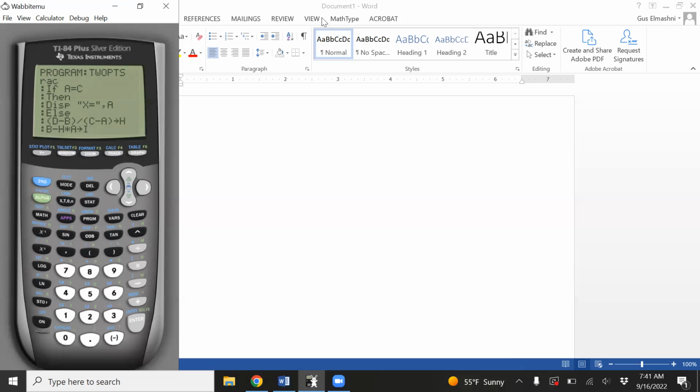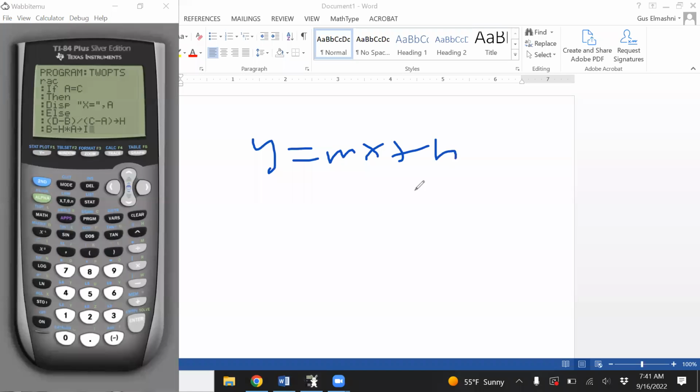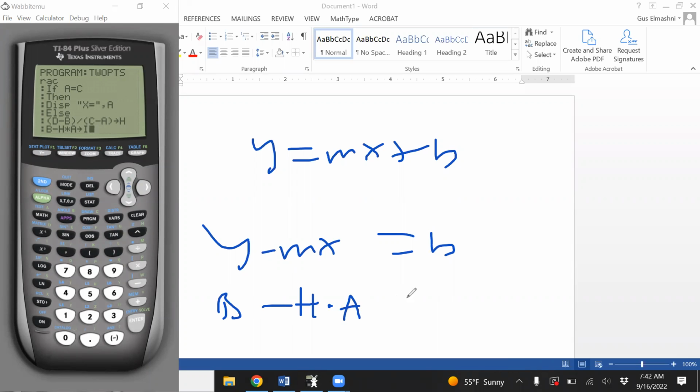The reason why I'm doing that is because y equals mx plus b. So the y-intercept when I isolate will be y minus mx. B is the y-coordinate of one of my points, h is my slope, and of course, a is one of my x-coordinates. Could also have done d minus h times c, but you gotta make sure you pick x, y coordinates that are together in the same point.